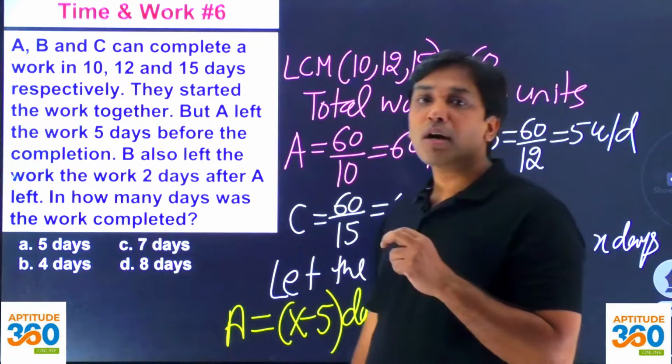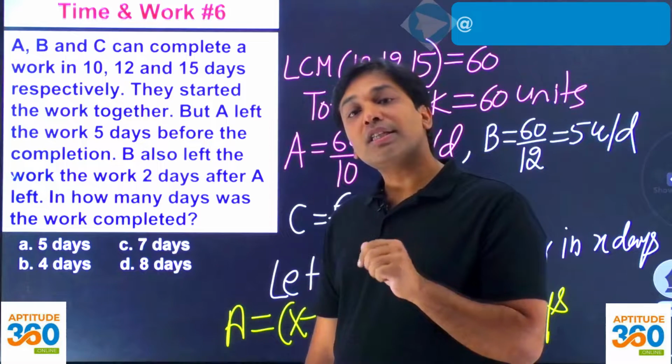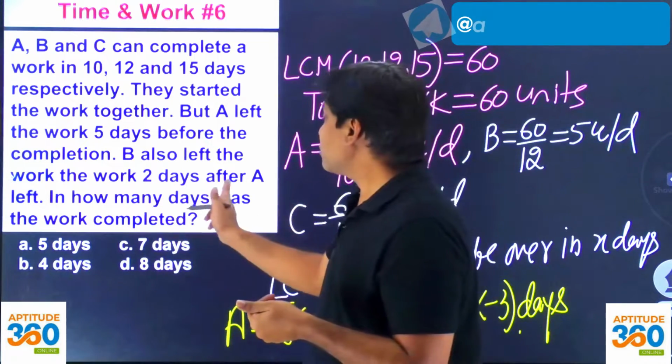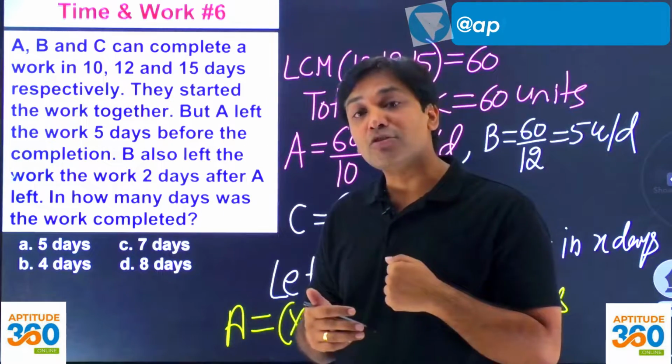A ने काम को छोड़ा 5 दिन पहले, और B उसके 2 दिन के बाद में छोड़ रहा है. यही तो कह रहा है ना, 2 days after. तो इसका मतलब काम खत्म होने के कितने दिन पहले B छोड़ रहा है? 3 दिन पहले छोड़ रहा है.